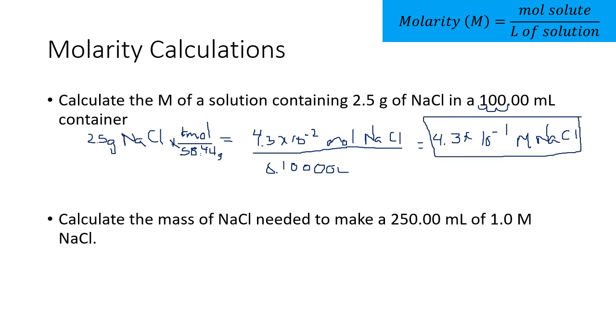Not too bad. Now let's calculate the mass of sodium chloride needed to make 250 milliliters of 1 molar NaCl. So again, we need to go from milliliters to liters. And when we multiply molarity by liters, we get moles. So we're going to take that 1.0 molar NaCl, and I'm going to write that in its base units. Well, not exactly base units, right? Because liters isn't a base unit, but you get the idea. The component units.